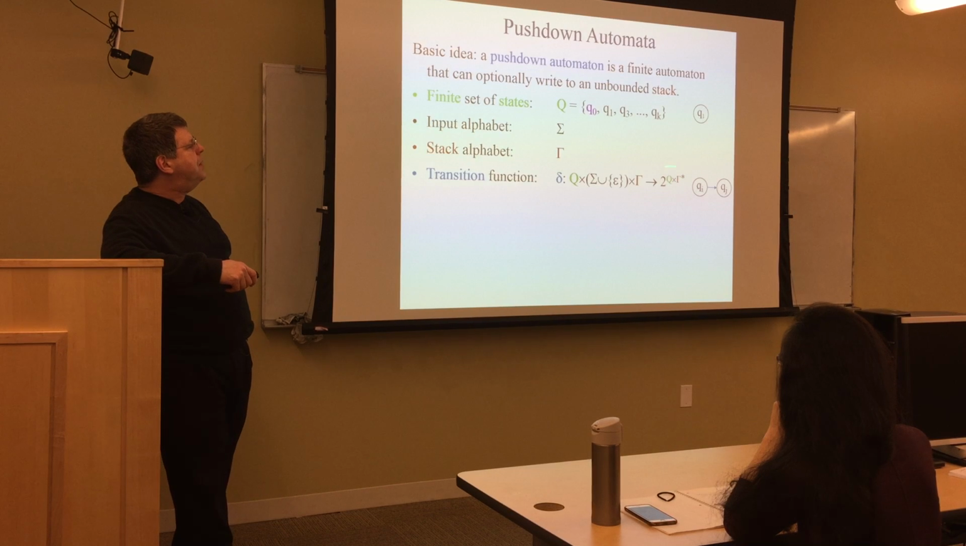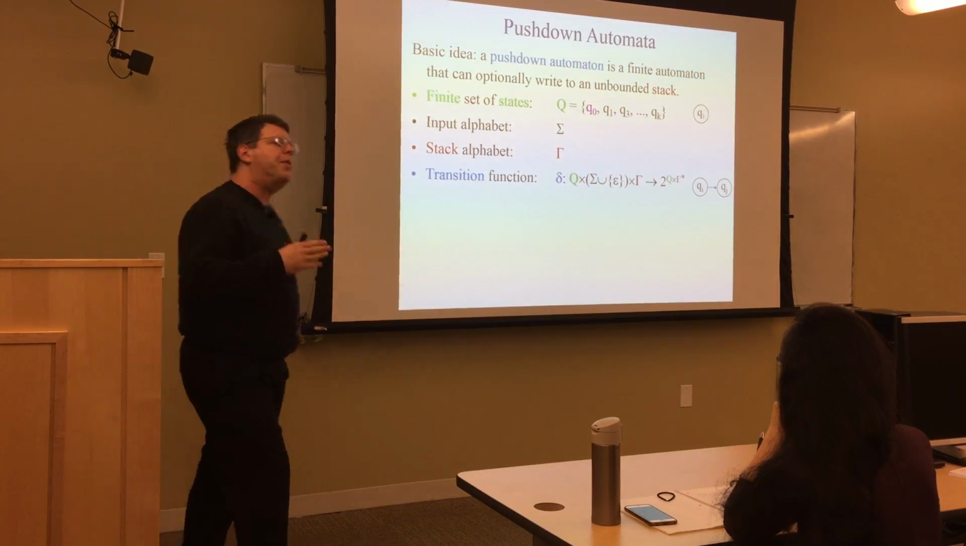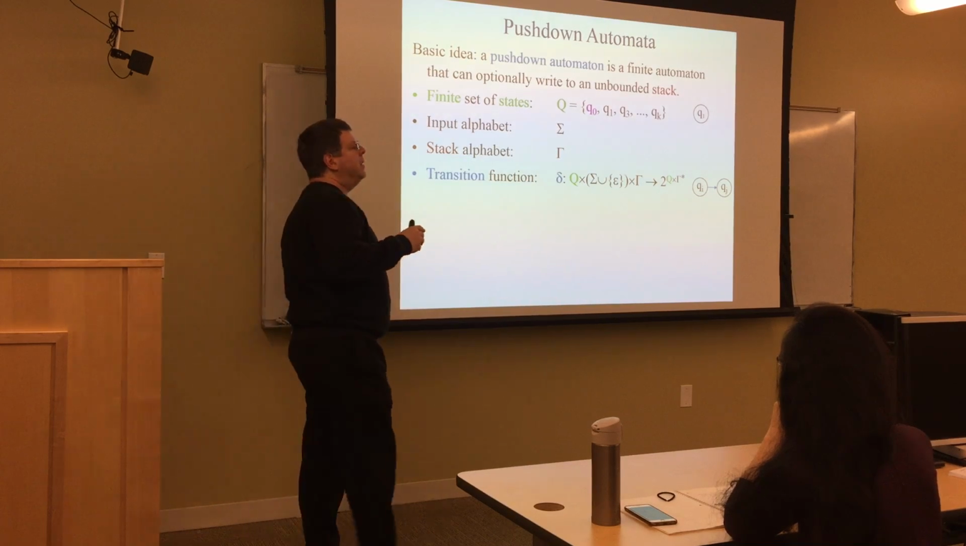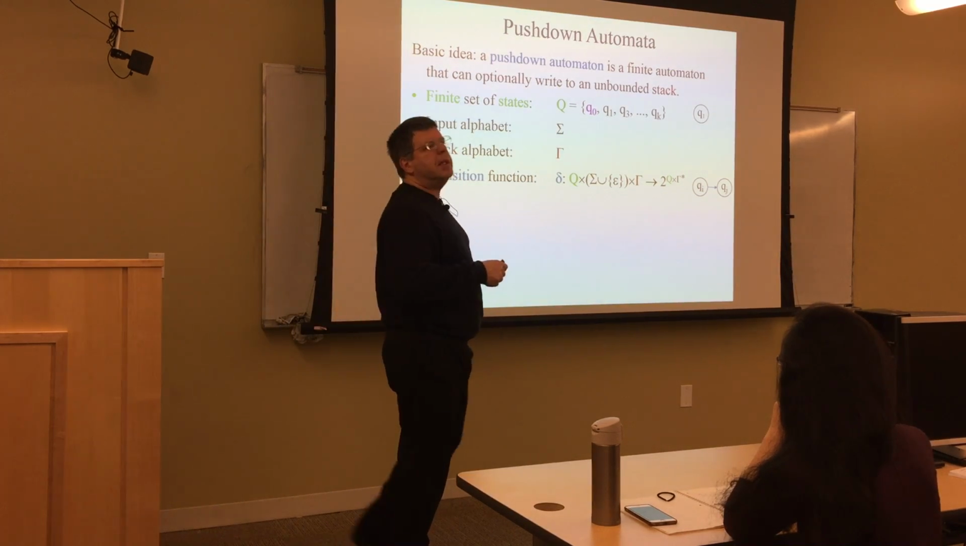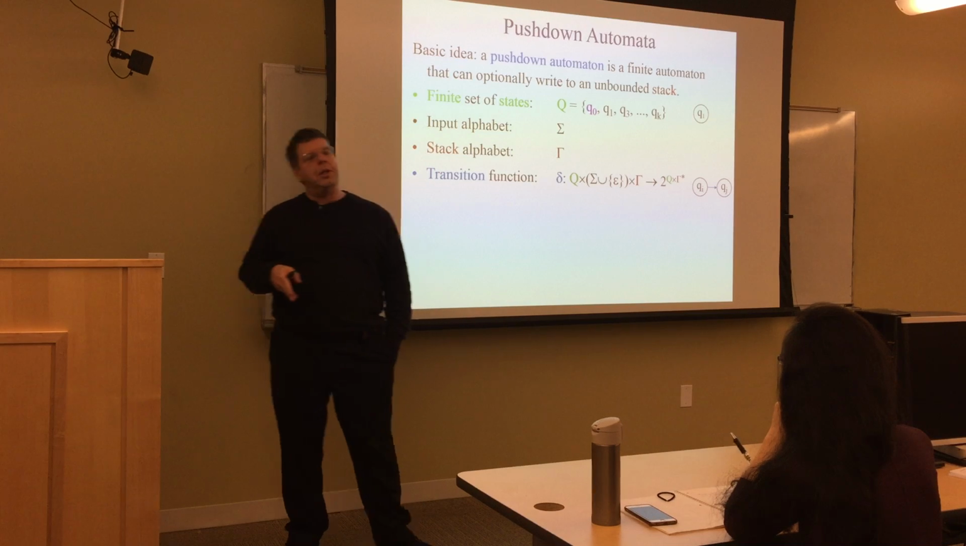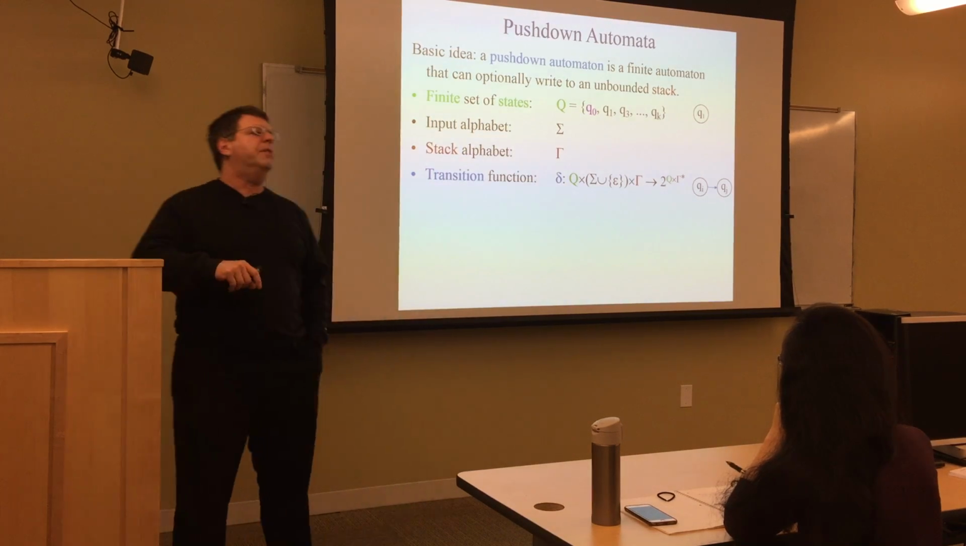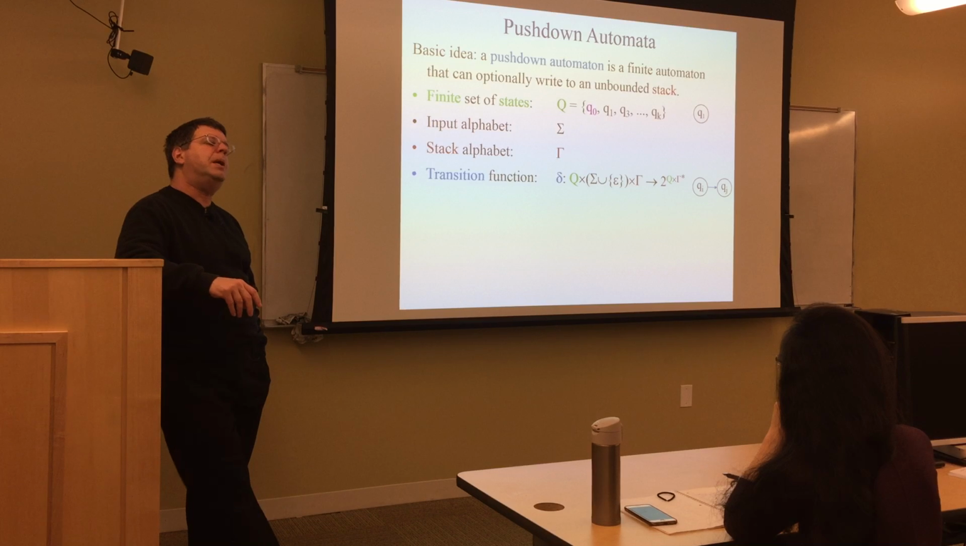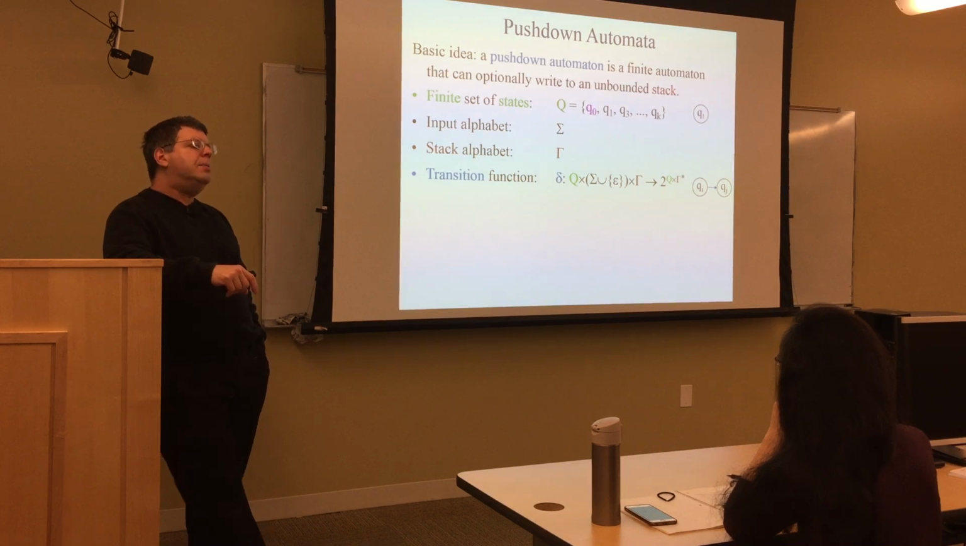So non-determinism is built right into the definition of the transition function. It's not something we do as an afterthought to see what would happen later, like we did with finite automata. Right? So non-determinism is essential here. It's built right into the definition. And why is it built right into the definition? Because it matters. Non-determinism is a superpower here. If you have a non-deterministic pushdown automaton, that has more power than a deterministic one.